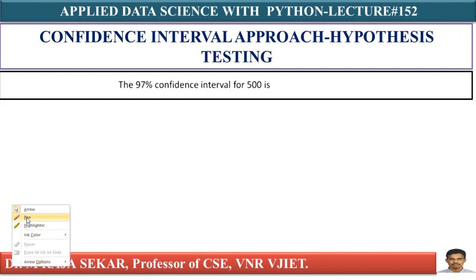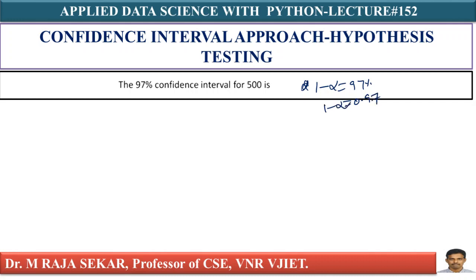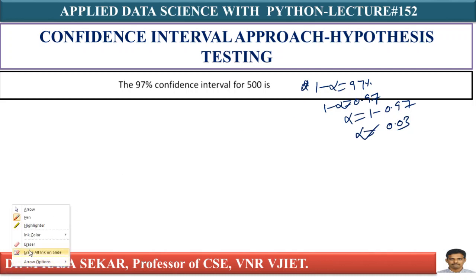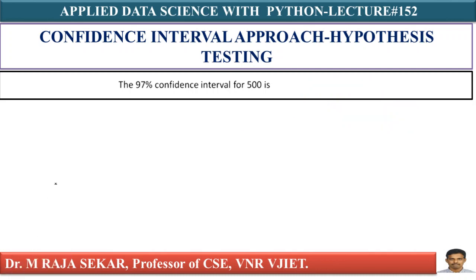A 97% confidence interval means what is my level of significance? Confidence level is 1 minus alpha. That is 97%, which is equal to 0.97. So alpha equals 1 minus 0.97, which is essentially 0.03. That is my alpha value. I already discussed alpha in my previous lecture. In the question itself, it says alpha equal 0.03. It's nothing new, isn't it?